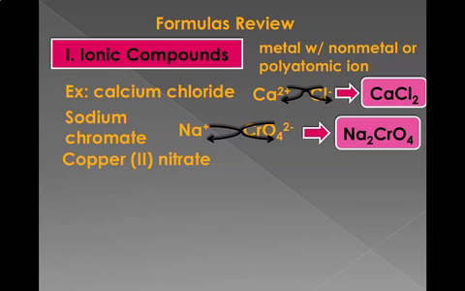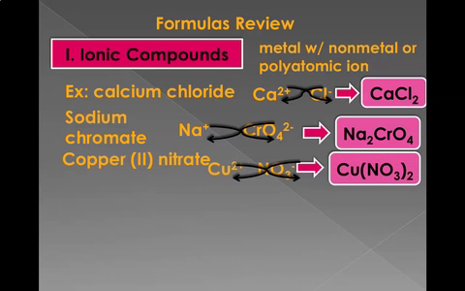Copper(II) nitrate, we write down our ions. Copper is a +2, nitrate is a -1. They do not cancel out, so we're going to cross over. And this time, because nitrate is a polyatomic ion and we're adding a number to it, it needs to go in parentheses, so Cu(NO3)2.